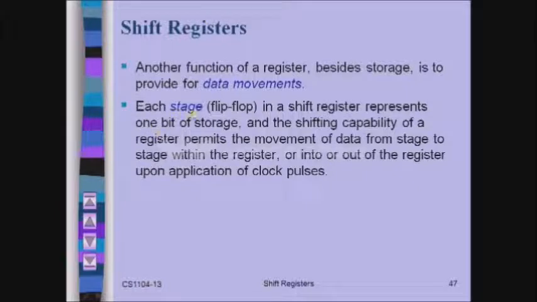Each stage in a shift register represents one bit of storage, which is nothing but a flip-flop, and the shifting capability of a register permits the movement of data from stage to stage within the register or into or out of the register upon application of clock pulses. So as soon as we give the clock pulses, the data present inside the flip-flops will be shifted towards the right or towards the left. That is, the data is shifted from one stage to the other stage. Here a stage is nothing but a single flip-flop.